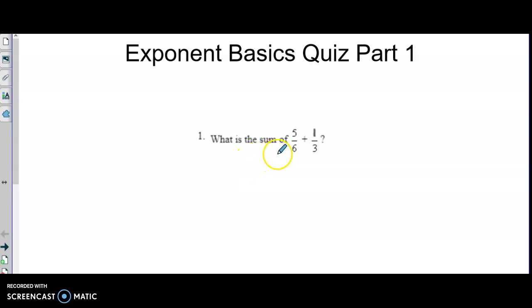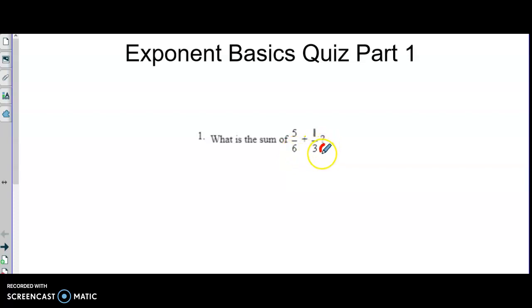So this first one says, what is the sum of 5/6 plus 1/3? Now remember, when you add or subtract fractions, you have to have a common denominator. So if we wanted to solve this by hand, we would have to get a common denominator. If I look at 6 and 3, 6 is actually my least common denominator.